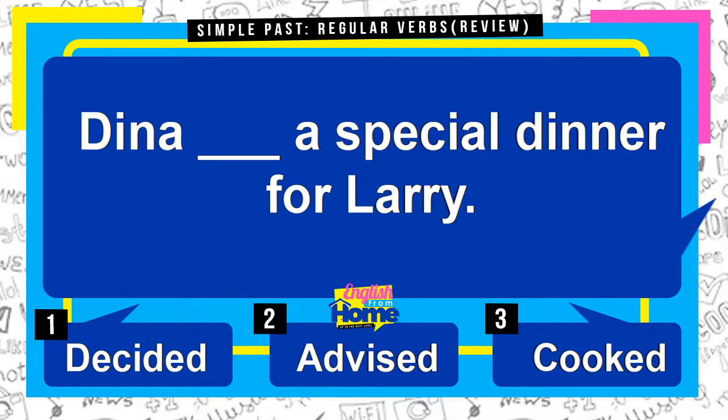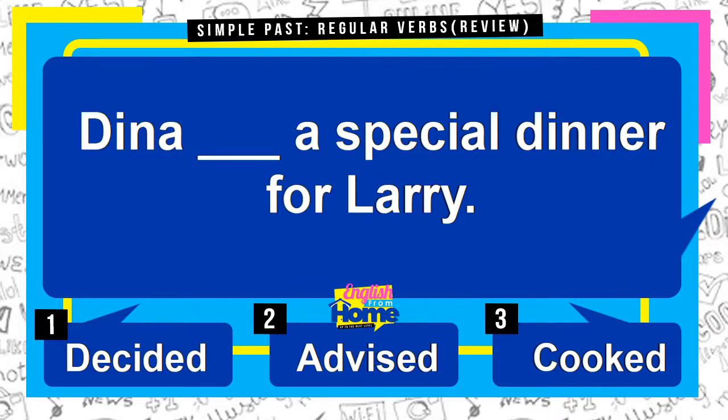Or number 3, cooked. Okay, again. Number 1, decided. Do you think Dina decided? Number 2, advised. Do you think Dina advised? And number 3, cooked. Do you think Dina cooked? What is the correct answer for this one? Let's read. Remember to type in the comments either number 1, number 2, or number 3. So what is the correct answer?